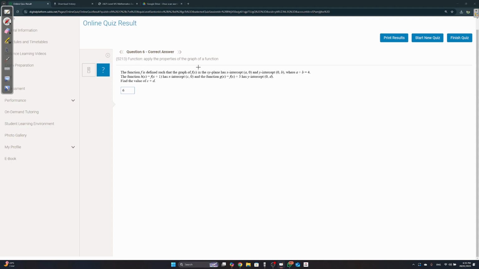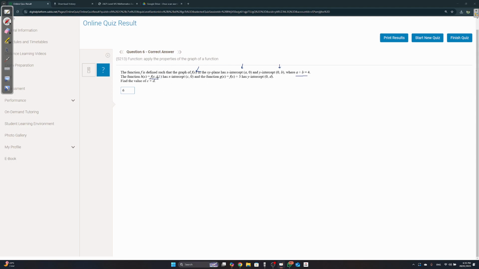The function f is defined such that the graph of f of x has x-intercept (a, 0) and y-intercept (0, b), where a plus b is equal to 4. The function h of x equals f of x plus 1 has x-intercept (c, 0), and the function g of x equals f of x plus 3 has y-intercept (0, d). Find the value of c plus b.